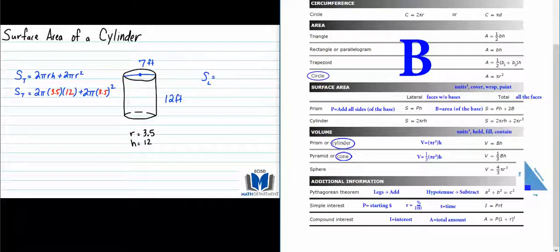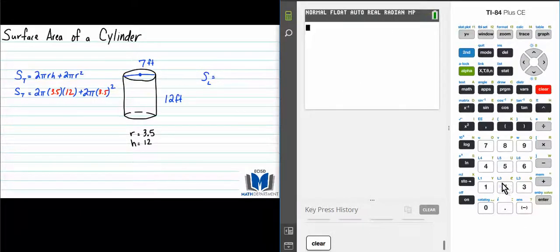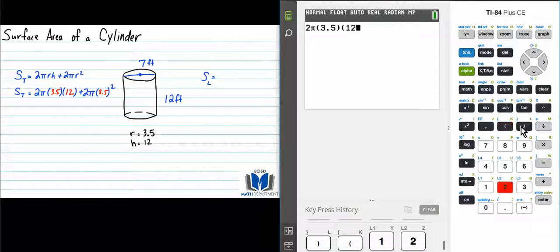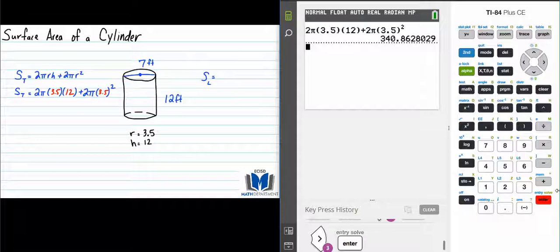There you go. Now, the way you write it is the way you type it. So what's 2 pi? Notice I'm using the parentheses. R, which is 3.5, H, 12, plus 2 pi, 3.5, well, I can put that on the outside. In this case, it doesn't really matter where the squared is, but plus 3.5 squared. So that right there is my answer.